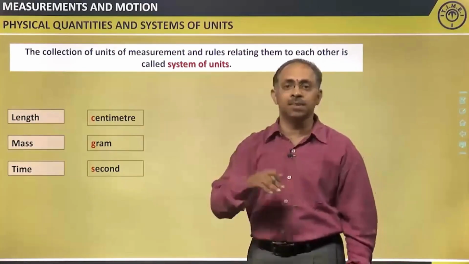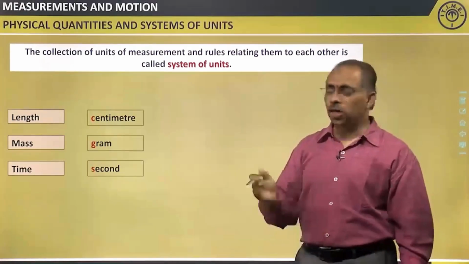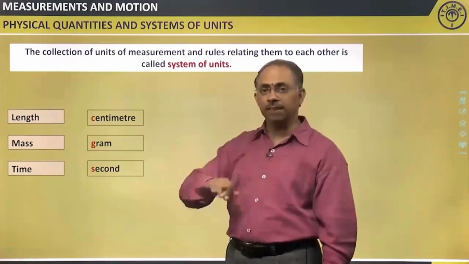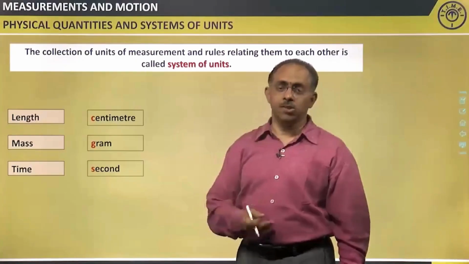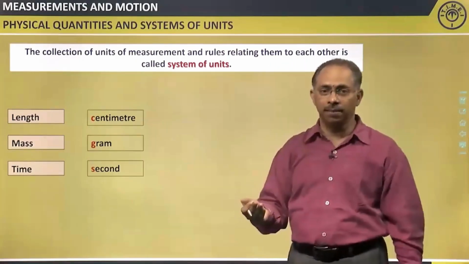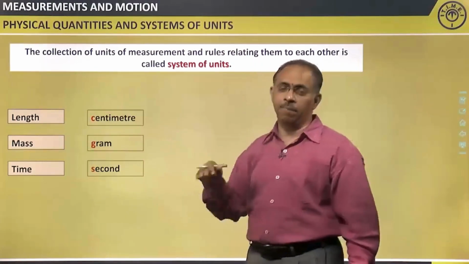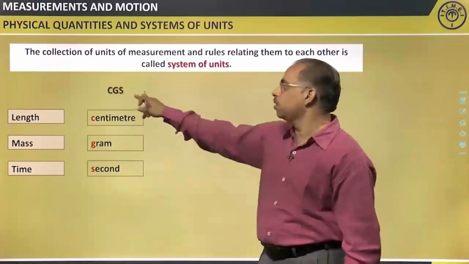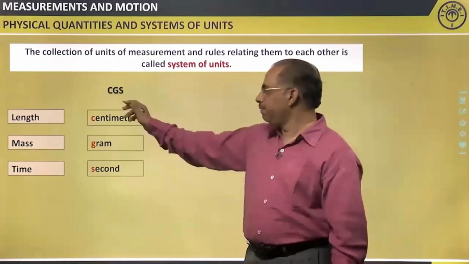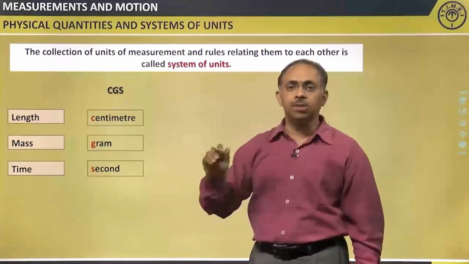Suppose I want to measure speed. Speed is distance by time, we know that. So I will measure speed in centimeter per second, because it involves length as well as time. Like that, every other derived physical quantity, if I am expressing it in units of length, mass and time, centimeter, gram and second, that particular system of units you will call the CGS system. Yes, you are right: C for centimeter, G for gram and S for second. That is how it evolved.